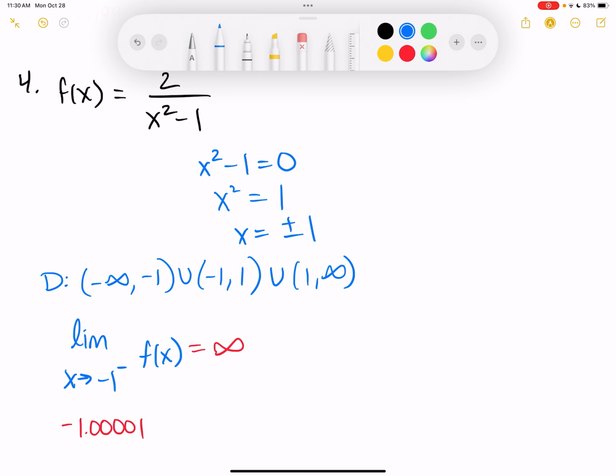Then if I have the limit as x approaches negative 1 from the right, what kind of number would that be?